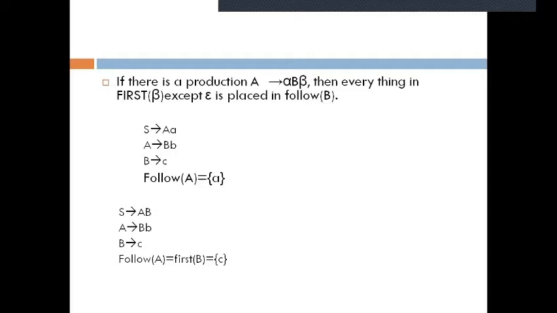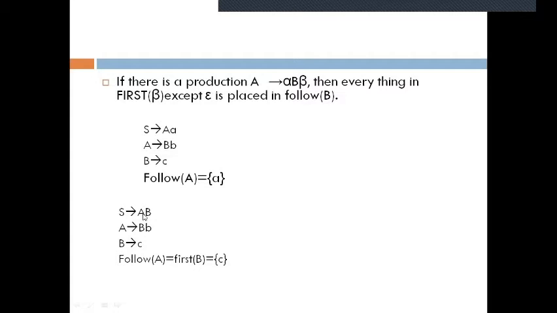The second rule is if there is a production A derives alpha B beta, then everything in the first of beta except empty is placed in the follow of B. For example, consider S derives A a. We are going to find out the follow value of A. If you want to find the follow value of A, what is following A? A is followed by a terminal. If A is followed by a terminal, you have to write it as it is. So follow of A is small a.